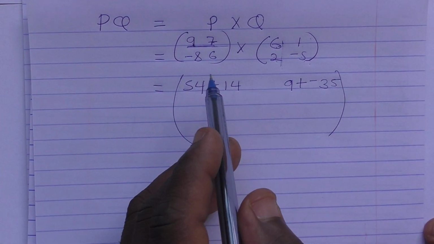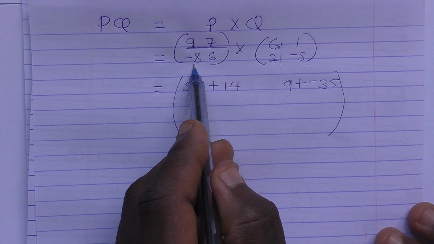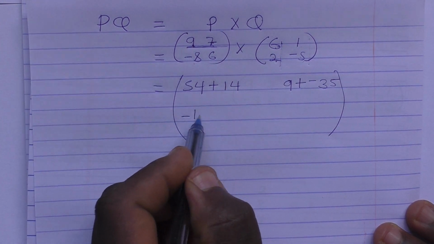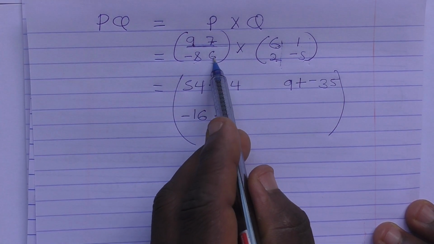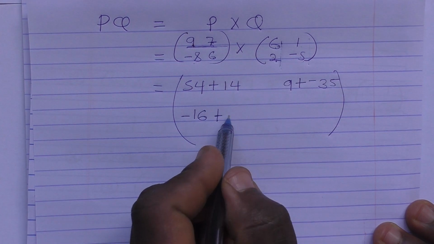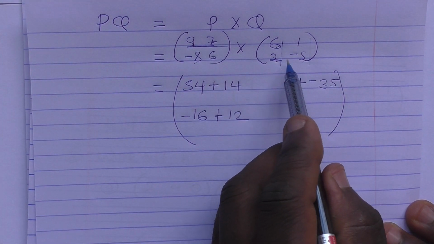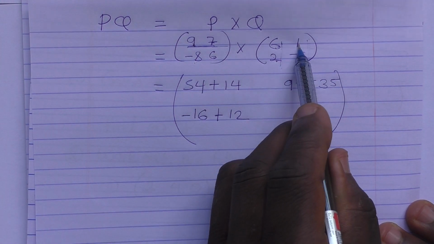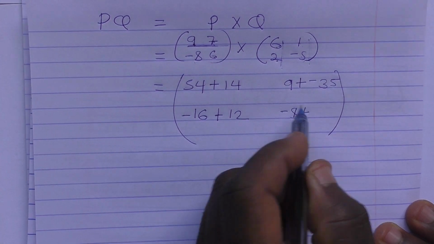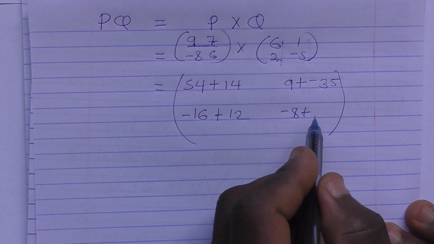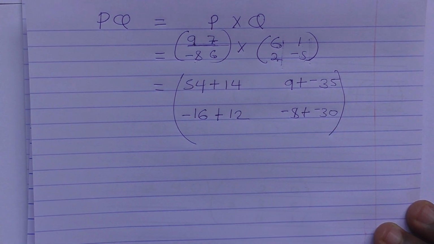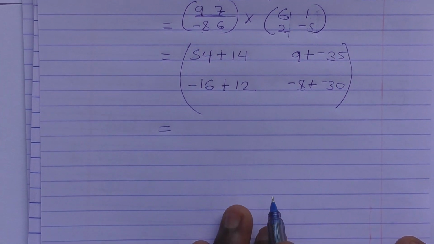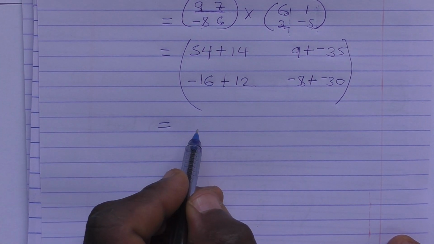And then we enclose and also go down. We consider now the second row in the first matrix. This is negative 8 times 6, which is negative 48, plus this is 6 times 2, which is 12. And then we also do the same on the second column. This is negative 8 times 1, which is negative 8, plus 6 times negative 5, which is negative 30. So that is how we do it. We shall now add and end up with our final answer.